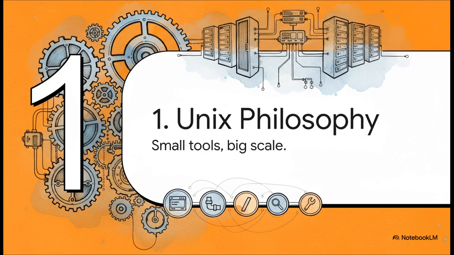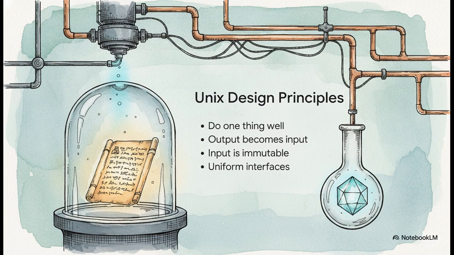Section 1. The Unix Philosophy Blueprint. Small tools, massive scale. So how exactly does a single machine philosophy from the 1970s map to the modern distributed data center? Well, the crucial point here is this specific set of design principles. You see, the Unix philosophy treats inputs as totally immutable. When you run a command on a file, you never damage or mutate that original file. You're just producing new output.